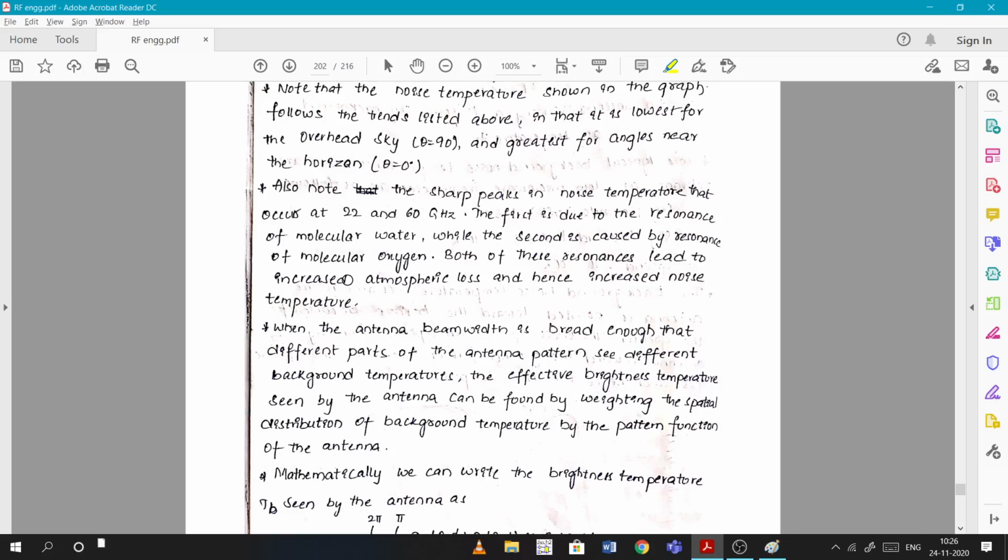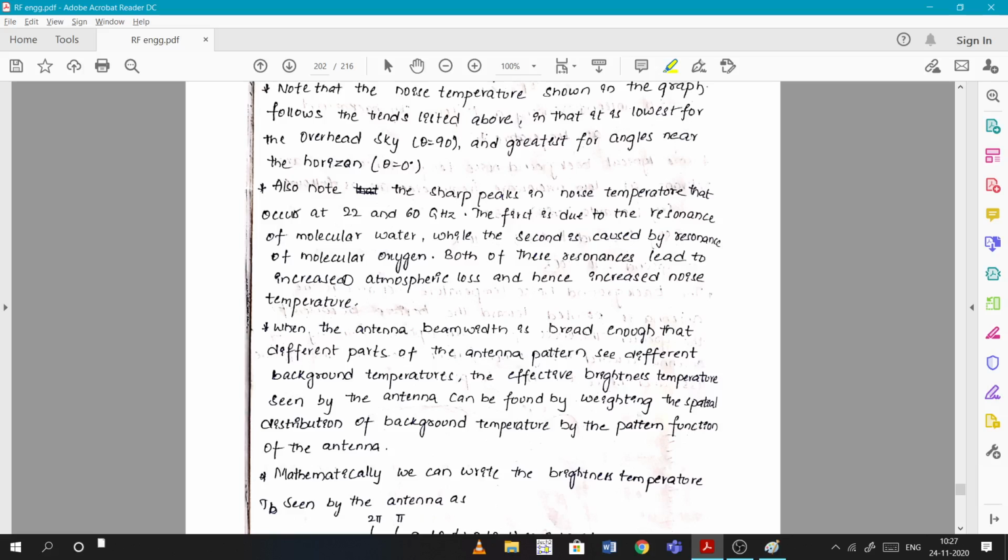The effective brightness temperature seen by the antenna can be found by weighting the separate distribution of background temperatures. Basically in an antenna there are different parts, right? Each part will have different background temperatures. When you combine all the background temperatures of the antenna parts, that is called the effective brightness temperature. Background and brightness, see the difference.